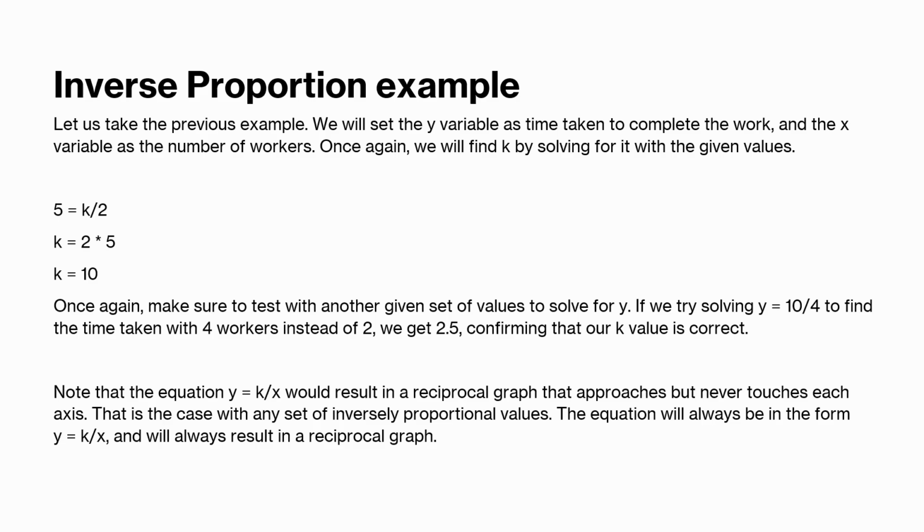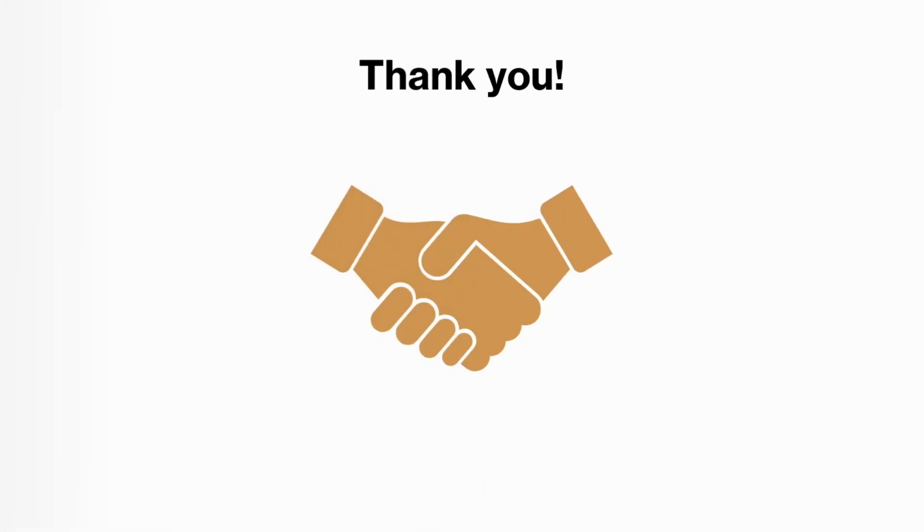It approaches but never touches each axis. That is the case with any set of inversely proportional values. The equation will always be in the form y equals k over x, and it will always result in a reciprocal graph. So if the x increases, the y would decrease, and if the y increases, the x would decrease, but it never touches either axis.